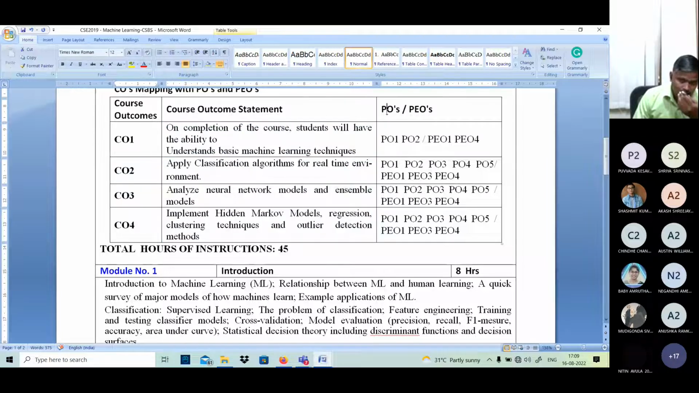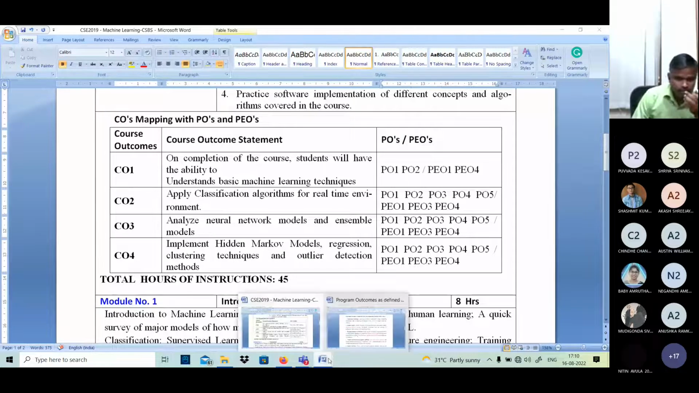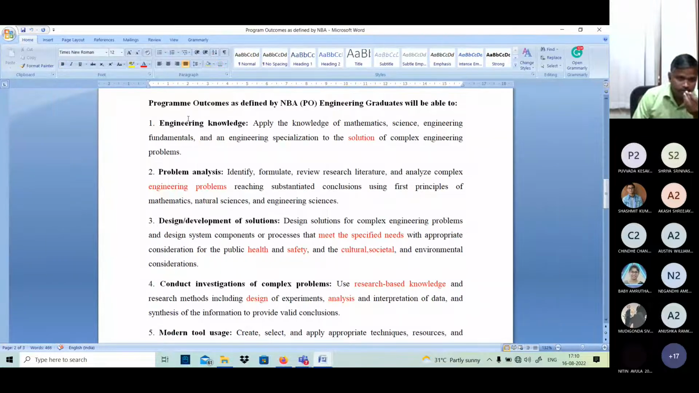And there are program outcomes. Course means subject; program means here the BTech program. PO means BTech program outcomes, the BTech computer science and business systems program outcomes. Here we have 12 program outcomes.